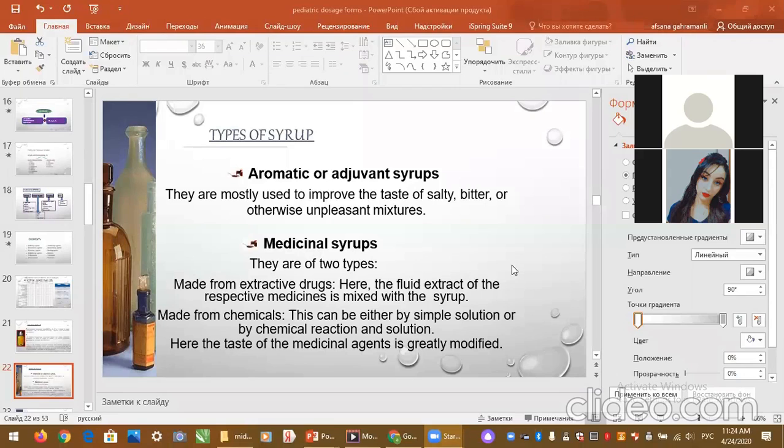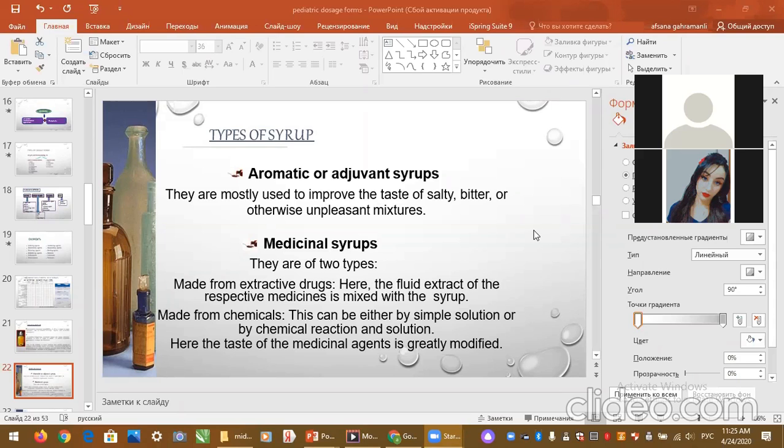Okay. Amir, can you tell me what adjuvants in prescription means? I can't hear you. What do adjuvants mean? Helper substance. Okay, my dears. Adjuvants are helper substances. Okay, I continue.